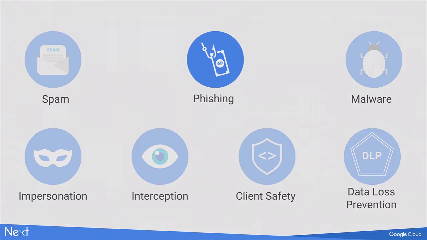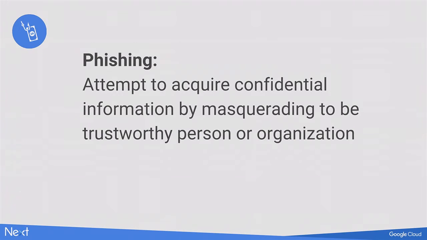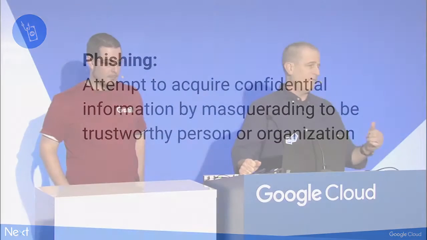Now let's move on and talk about phishing. Phishing is an attempt to acquire confidential information by masquerading as a trustworthy person or organization. The damage potential of phishing is much higher. It can be financial loss, loss of intellectual property, or damage to reputation. There's one especially dangerous variant of phishing, which is spear phishing, a targeted message that appears to come from a trusted person. And that trusted person can be your IT admin or maybe even your CEO.